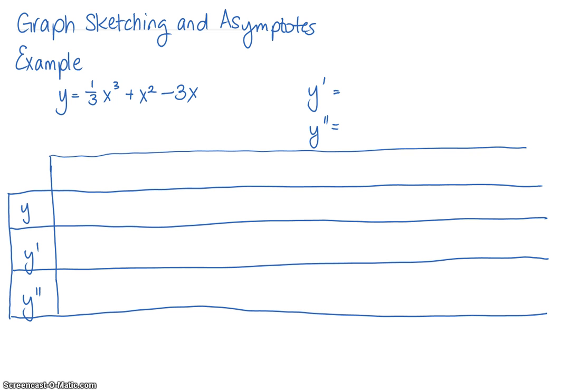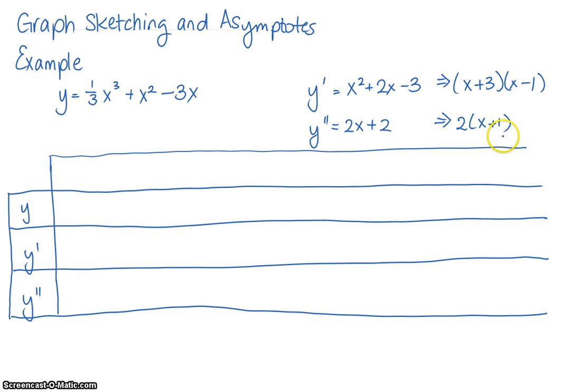So if we find the first derivative of this equation here, you're going to get x squared plus 2x minus 3, which we know factors down to (x plus 3)(x minus 1). And if we take the second derivative, you're going to get 2x plus 2, which when we factor out the 2, we're left with x plus 1 in the brackets. So as a result, this one is going to give us x is equal to negative 3, and this one here is going to give us positive 1. And this guy here is going to give us x is equal to negative 1.